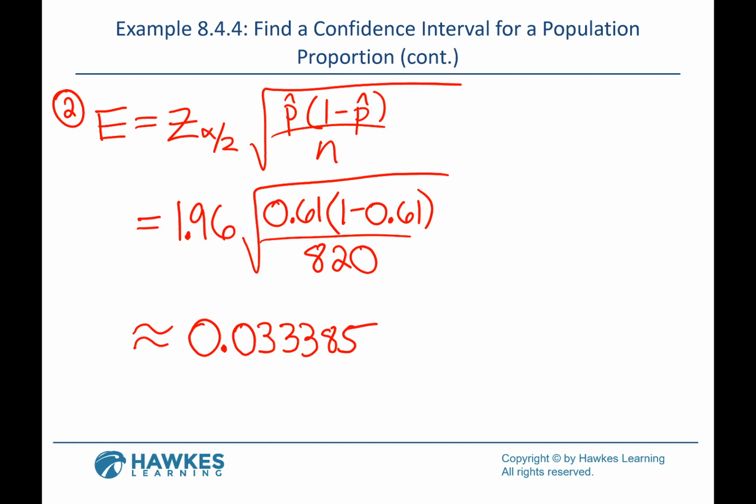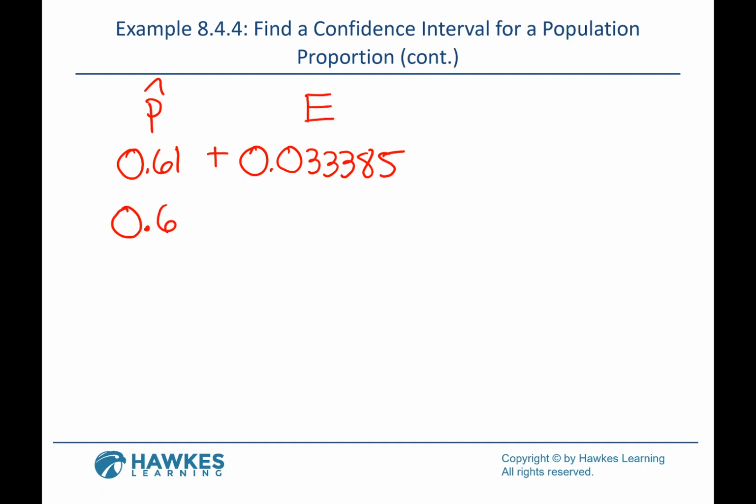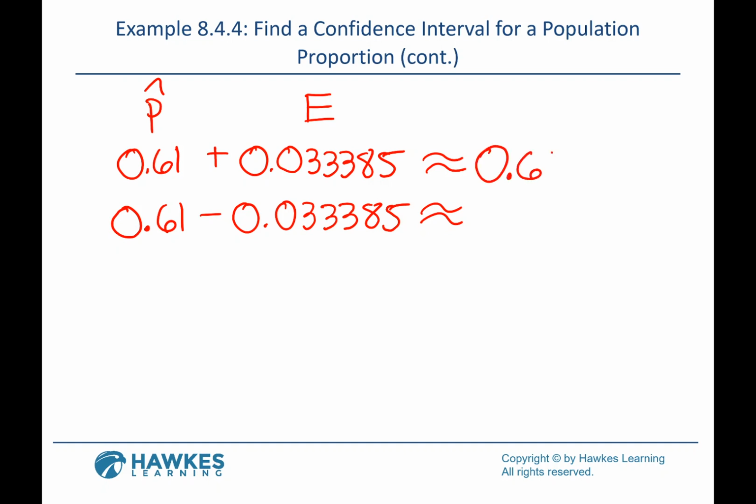Our part's over. Now we take our sample proportion, 0.61, and we're going to add our margin of error one time. We'll subtract our margin of error one time. These are always rounded to 3 decimal places at the end, so 0.61 plus 0.033385 gets 0.643.